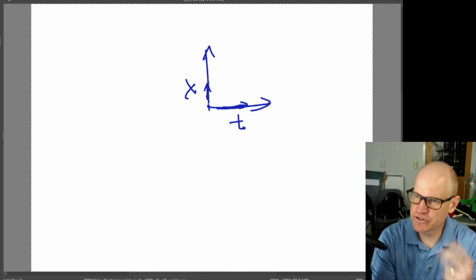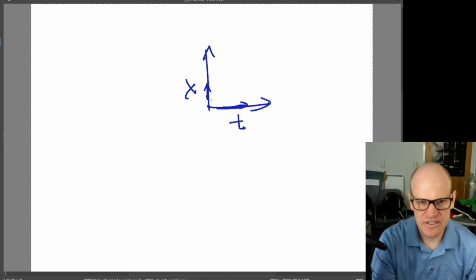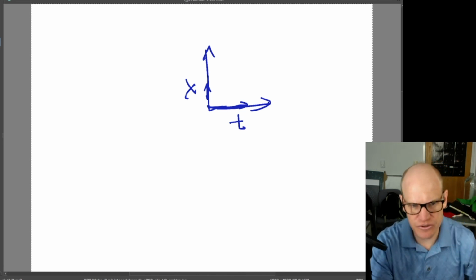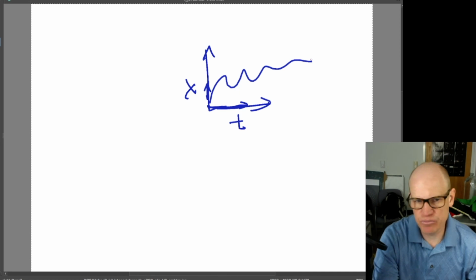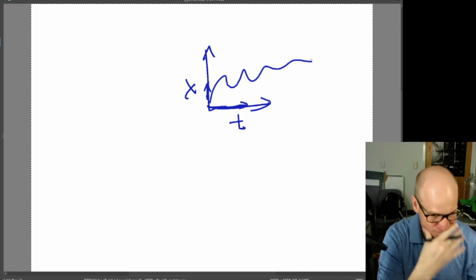And so now you have a two-dimensional parameter space. One direction corresponds to one quantity that you can observe in the universe, and the other direction corresponds to a different quantity that you can observe. And then you look at the motion of some particle through that space.